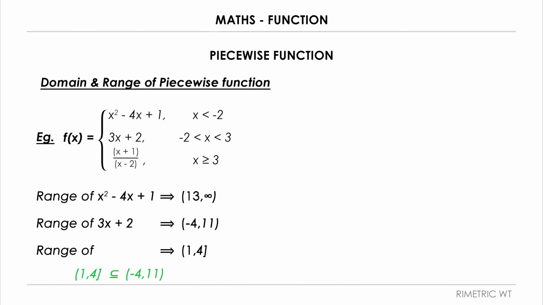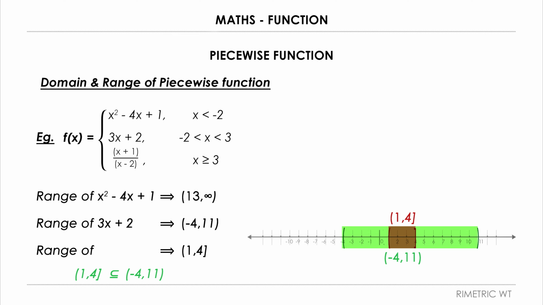We can see how it is a subset by locating both intervals on the number line as shown. Here, as we can see, the interval from 1 to 4 is located inside the interval from -4 to 11. That's why we say it is a subset.